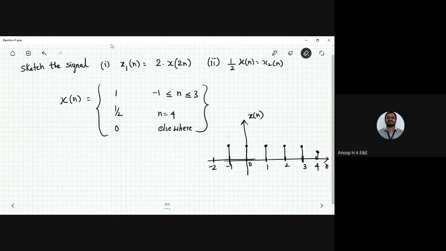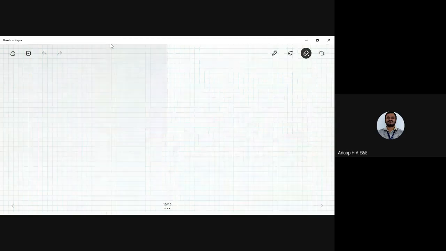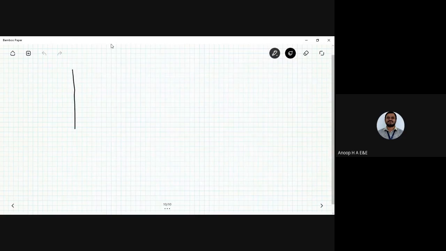Now what you have to do is, half of x of n can be easily calculated. x1 of n, that is 2 times x of 2n. If I want to observe x of 2n, it would be a compressed signal. So let me draw a signal like this, that is x of n. From 0, this is 1, this is 2, this is 3, and this one is 4. This is minus 1, this is minus 2. At minus 1 it is 1, at 0 it is 1, and at 1.